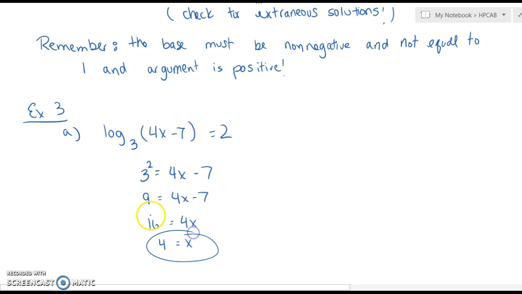Alright, and double check, but if you plug the 4 in, you don't get a negative number because remember the argument has to be positive. So we're good to go. That one works. And you're done.